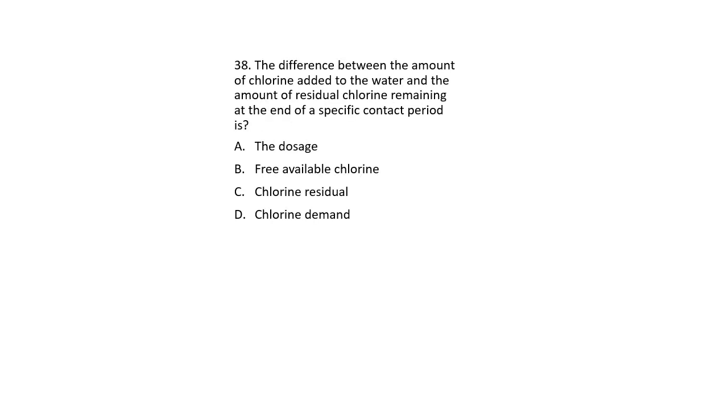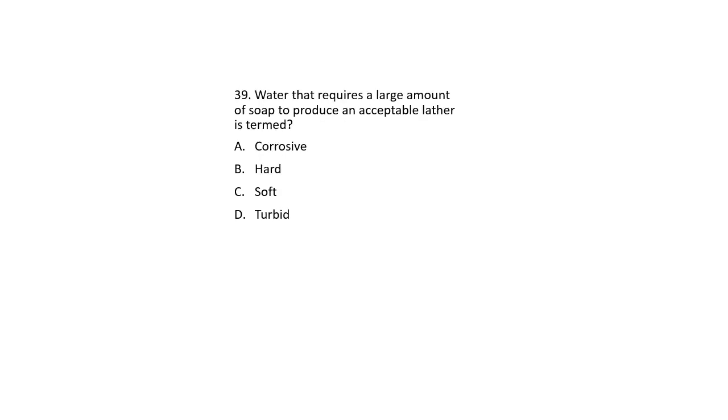The difference between the amount of chlorine added to the water and the amount of residual chlorine remaining at the end of a specific contact period is the dosage, free available chlorine, chlorine residual, or chlorine demand. Answer is going to be D, chlorine demand. Chlorine demand is the dosage minus the residual.